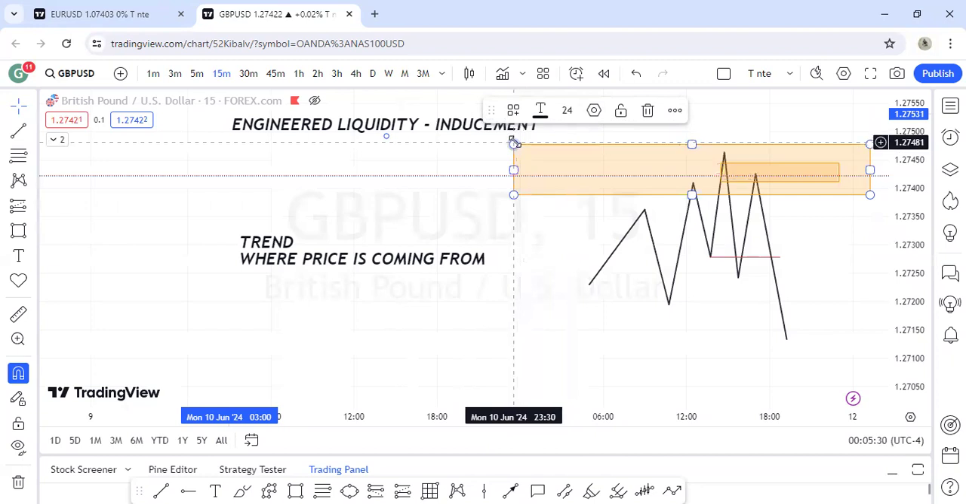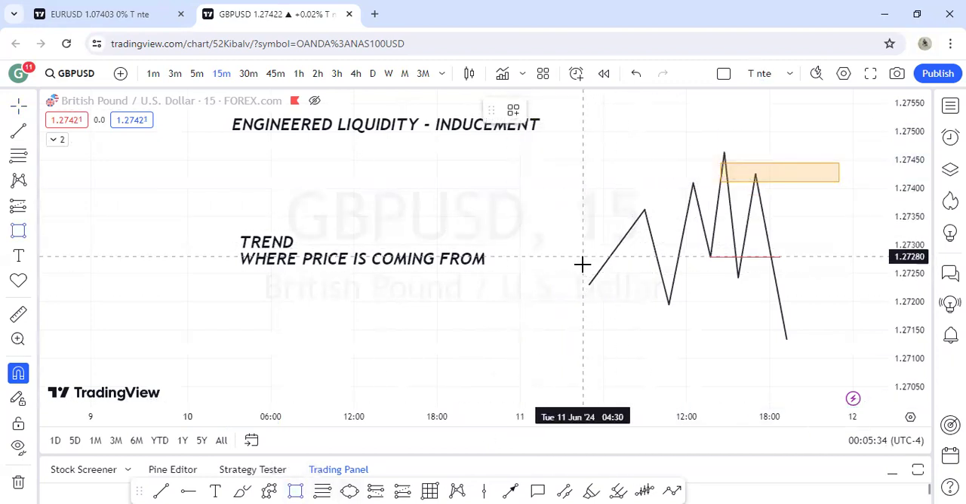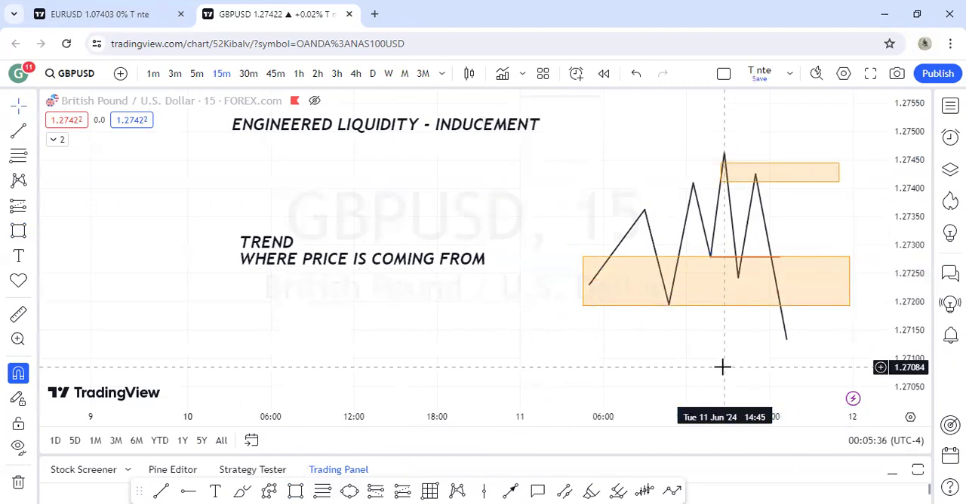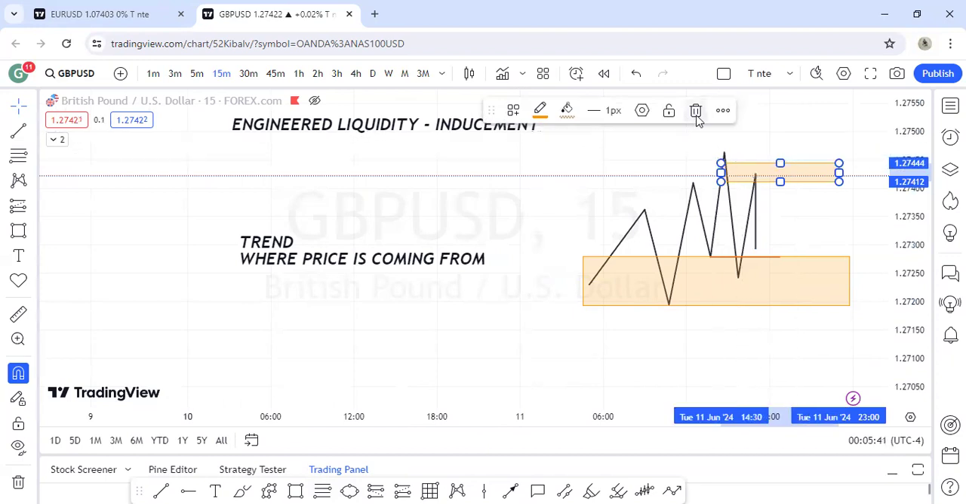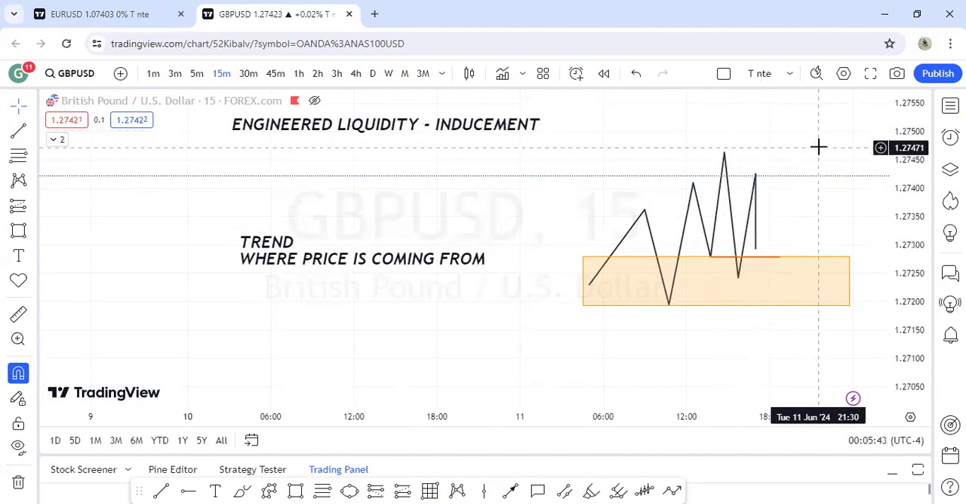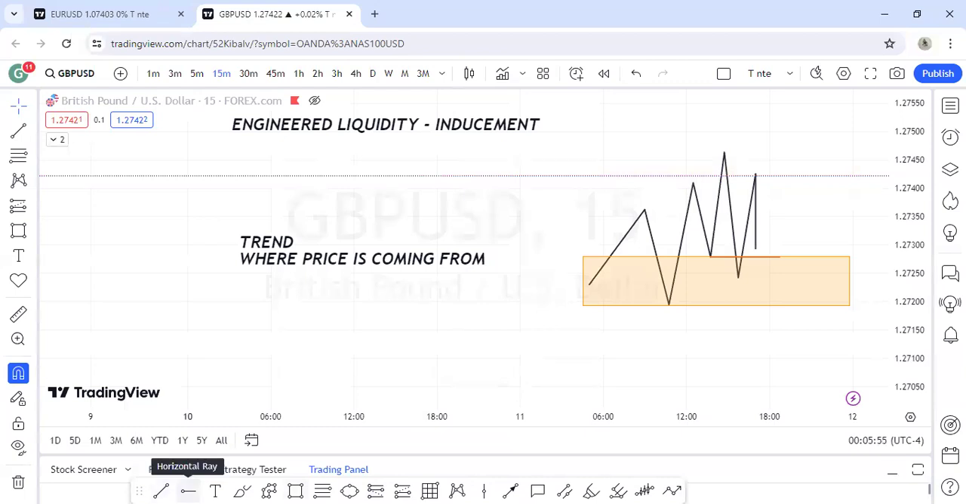But most times, if there is no key level here and price is coming from a bullish POI, then you can classify this as an inducement for price to go long. So one of the ways you spot an inducement is by looking at where price is coming from. Is price coming from a key level? Has price taken liquidity?